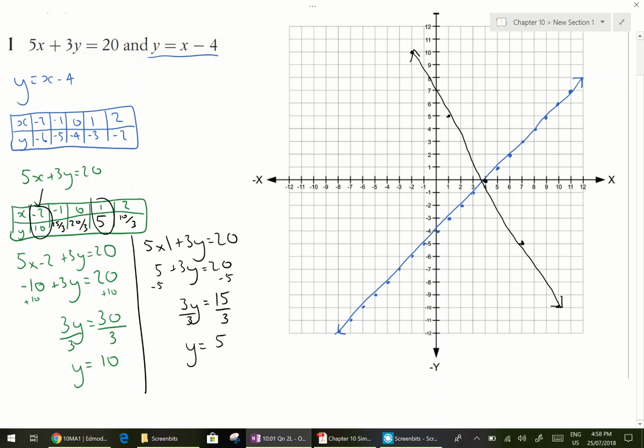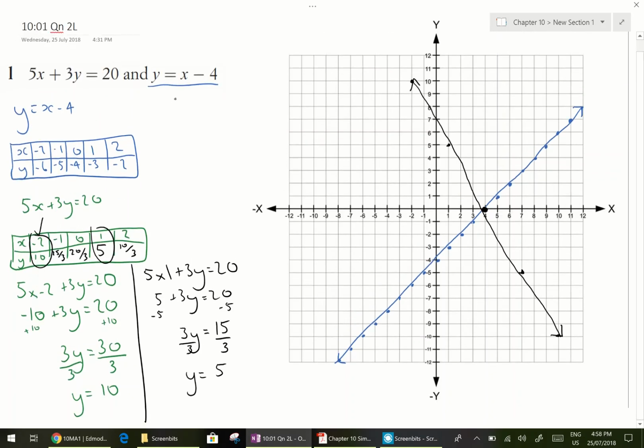But we have our answer here, which is at this point here, where x is 4 and y is 0. So our answer for this, coming back all the way to the top, is x equals 4, y equals 0, or we can list it as a point. And that's how we do that question.